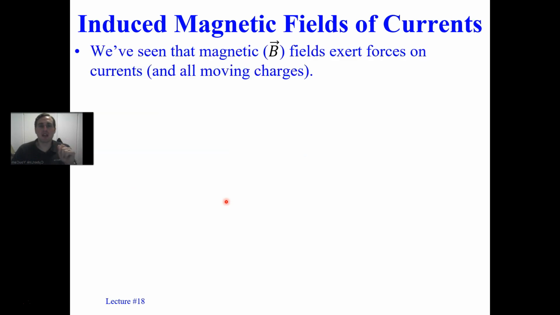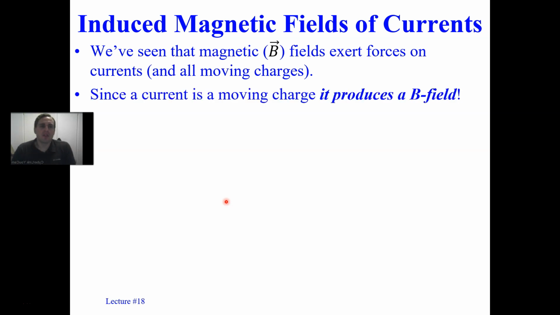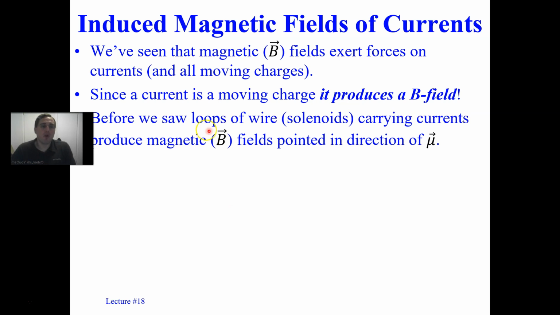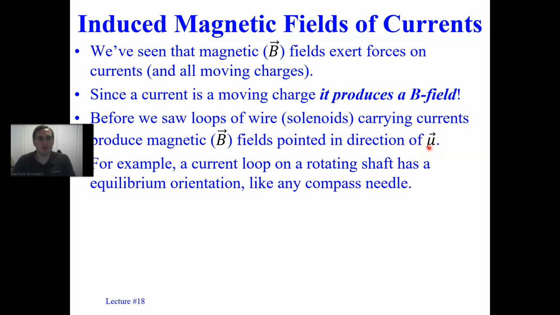Now, how about induced magnetic fields of currents? We've seen that magnetic fields exert forces on currents and moving charges. Since a current is a moving charge, it produces its own B field, its own magnetic field. Now, before we saw that loops of wire, and by the way, if you have many loops of wire, that'll be a solenoid. I'll talk about that later. Carrying currents produce magnetic, that's B fields, pointed in the direction of mu vector. That's the magnetic dipole moment.